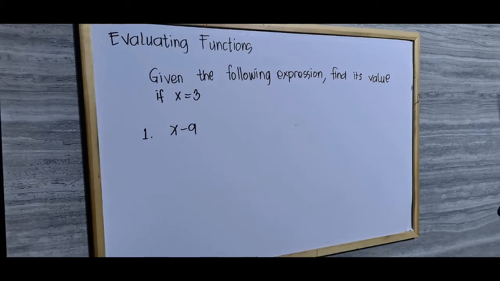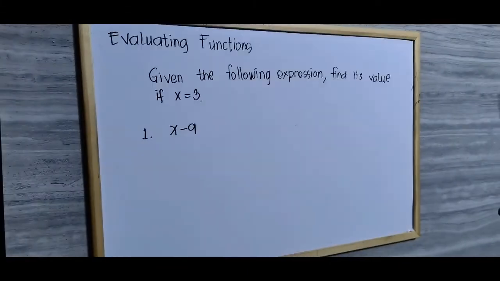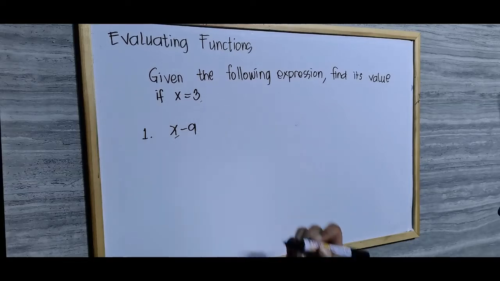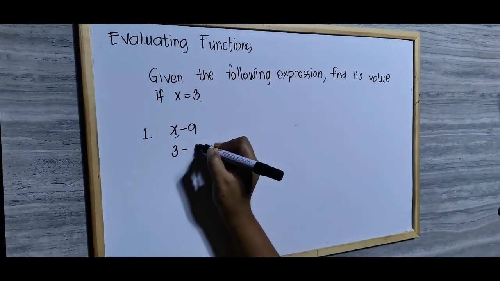We have learned that in an algebraic expression, letters can stand for numbers. To find the value of the expression, there are two things that you have to do. Our first step is to replace each letter in the expression with the assigned value. Since the assigned value is 3, we replace each letter, which is x, with the assigned value. So it will become 3 minus 9.